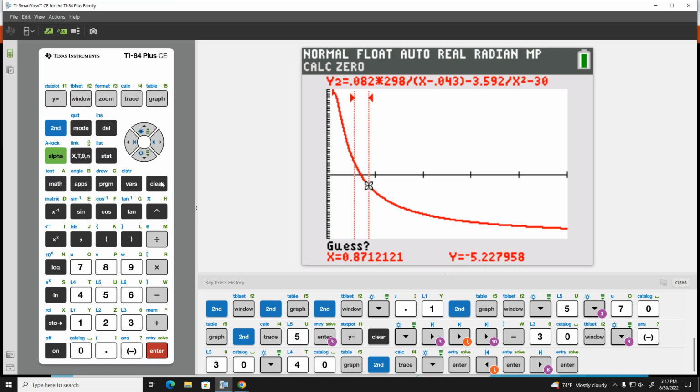And so it asks me to guess, so I'm going to be kind and guess, but you truly don't have to. So I'm guessing it's right about there. That looks like where it crosses the x-axis. And so I hit enter, and I get 0.696, exact same answer that I got by the other method.